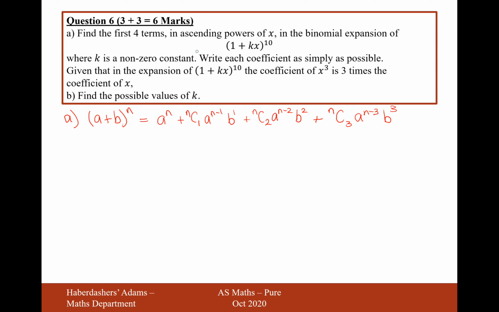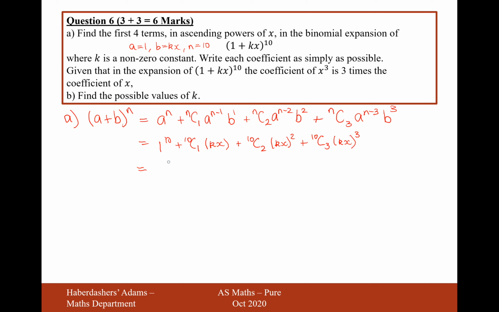So what we'll now do is plug in a equals 1, b equals kx, and n equals 10. So it's going to be 1 to the power of 10 plus 10 choose 1, 1 to the power of 9, that's just going to be 1 times kx. Then it's going to be 10 choose 2, 1 to the power of 8, that's just 1 times (kx)^2, plus 10 choose 3, 1 to the power of 7, that's just 1, and then (kx)^3.